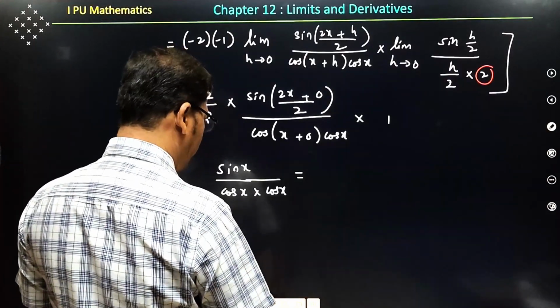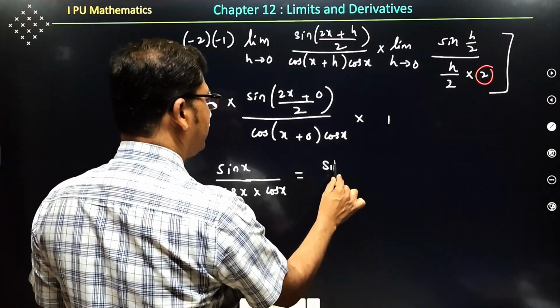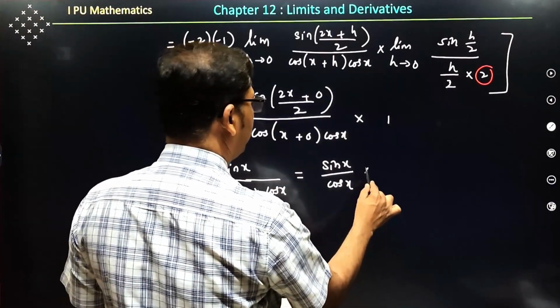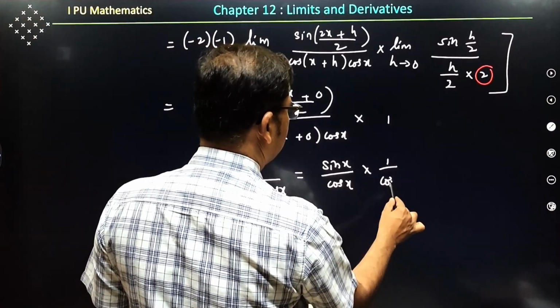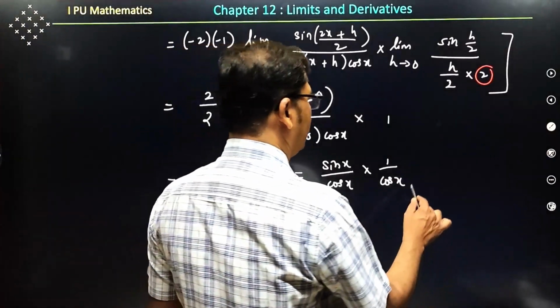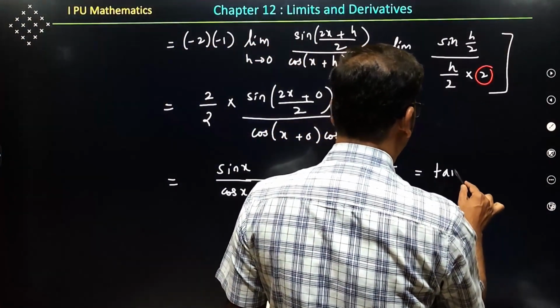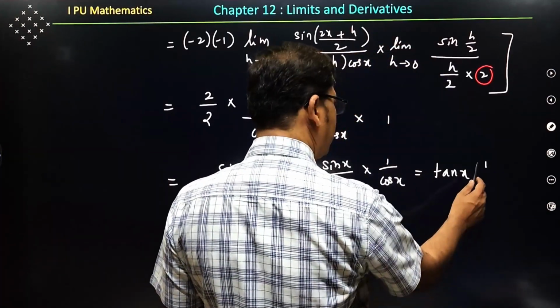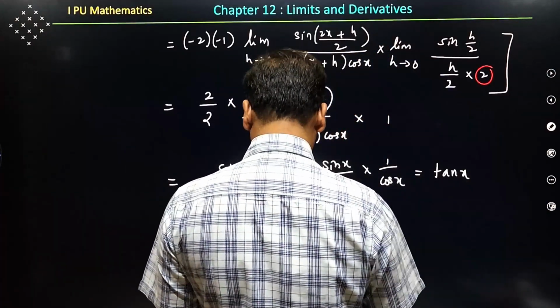See, this can be separated in this manner. Sin x divided by cos x. This is one factor, and then into 1 upon cos x. Sin x divided by cos x is nothing but tan x here. This is nothing but tan x, and 1 upon cos x is nothing but what here? Sec x here. 1 by cos x is equal to sec x.